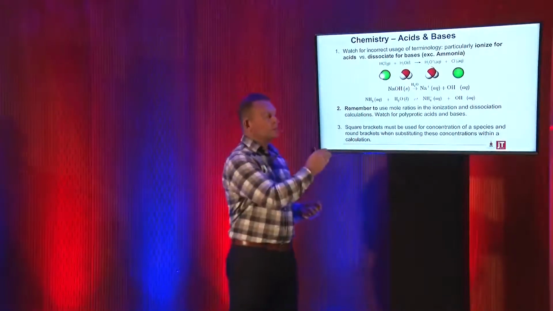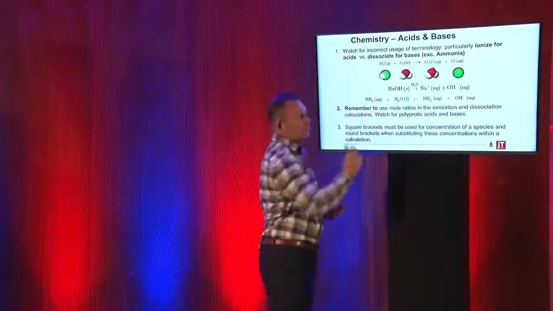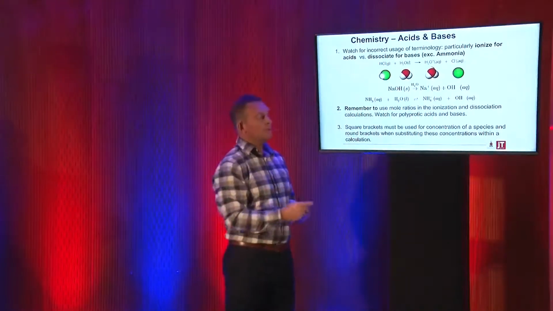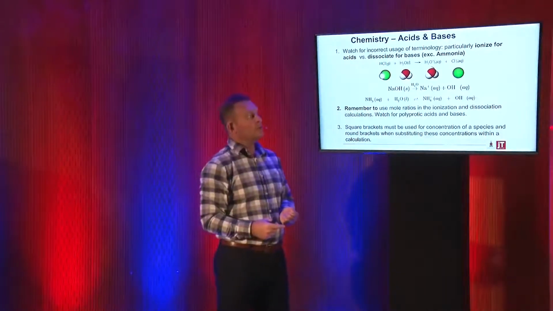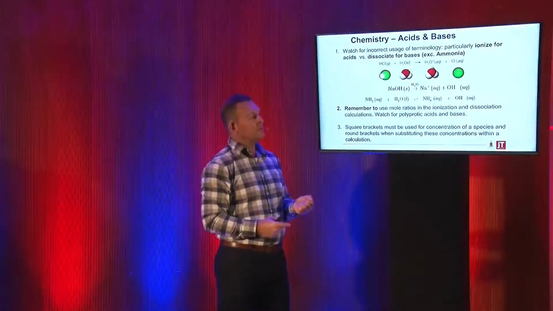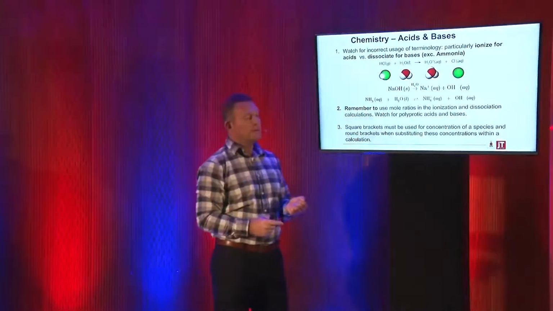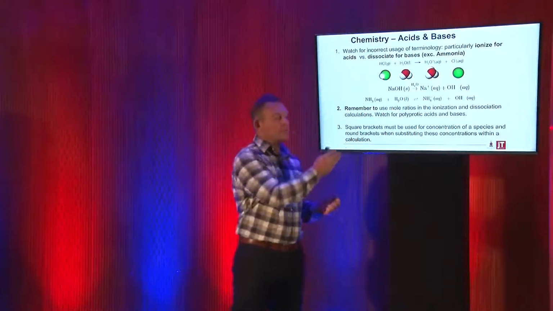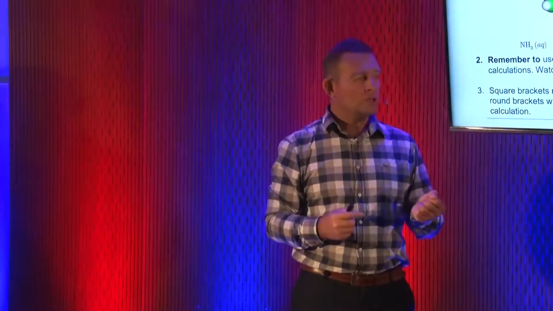How many moles of acid are forming how many moles of the hydronium ions? Watch for polyprotic acids. Polyprotic acids give more than one hydrogen across to the water. And also, in the case of a base, it's possible that you could have more than one hydroxide in the substance per formula unit.